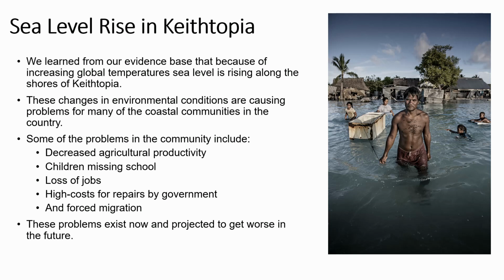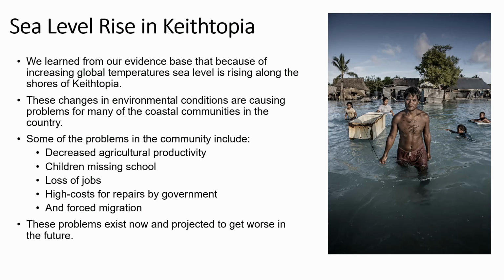Whenever there's a king tide, it causes damage. These are high tides that are higher than normal high tides. There are high costs for repairs by the government, especially for roads that run through the coastal zone of Keithtopia, and repairs for schools that may be damaged by rising sea levels and so forth. And we're also starting to see more and more forced migration. So people are being pushed away from these areas that are continuously flooded by sea level rise.